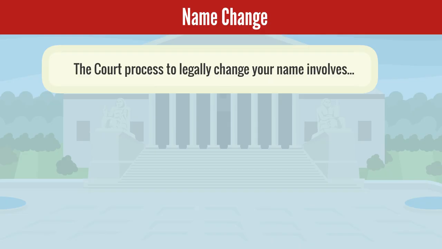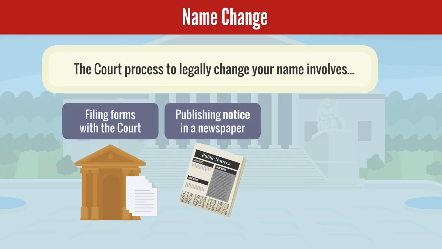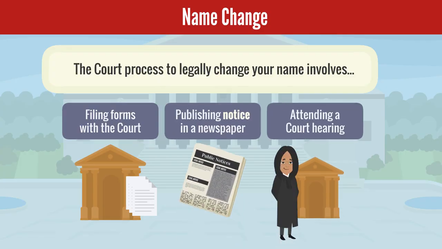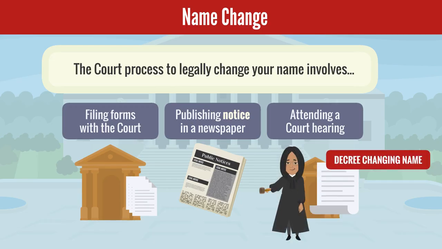The court process to legally change your name involves filing forms with the court, publishing notice in a newspaper, and attending a court hearing. If a judge agrees, they will give you a court order called a decree that states your new legal name.